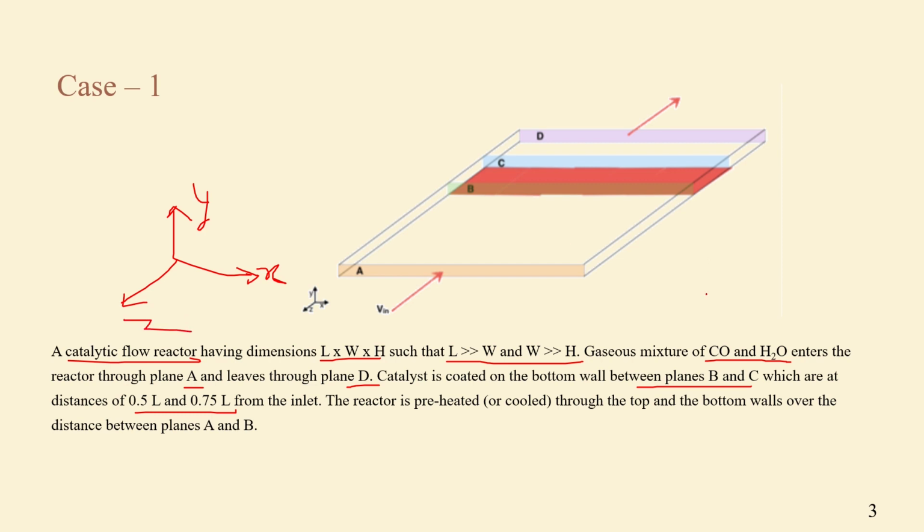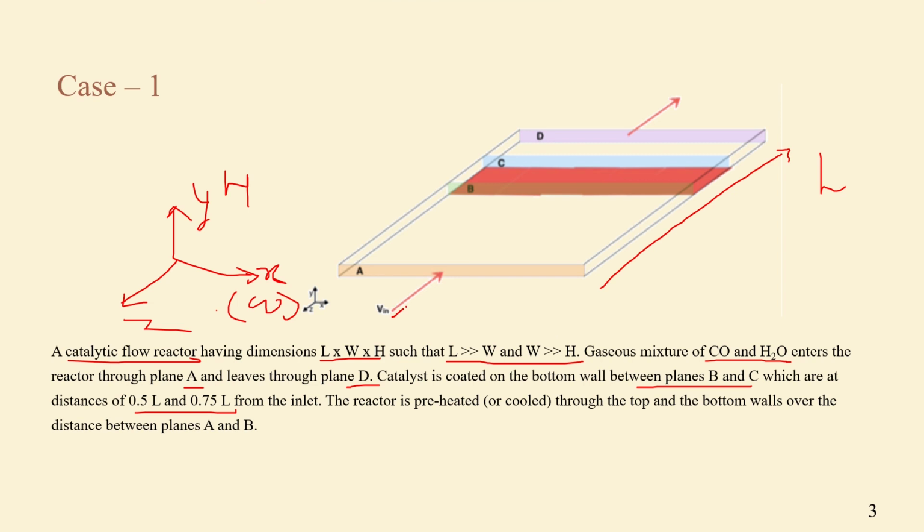So from this we can see that length into width into height. This particular side is the length of the reactor, which is the largest of all, and this particular side is the height. So height is the smallest of all, and here in terms of this we have width, that is in between length and the height.